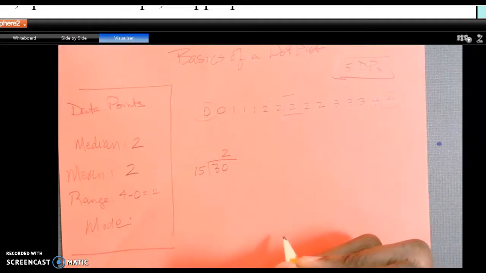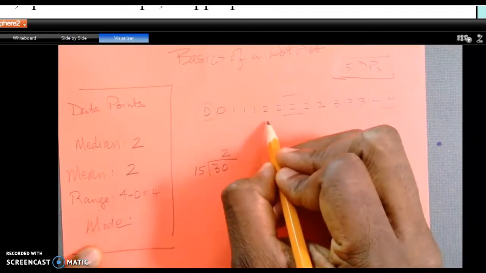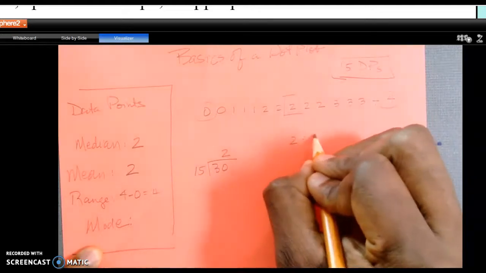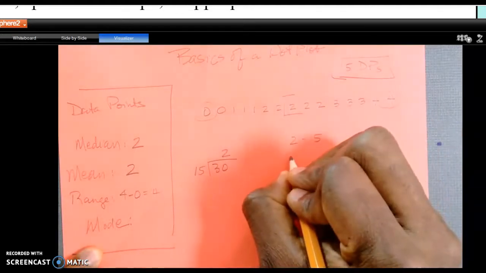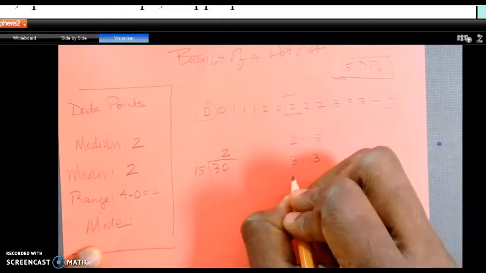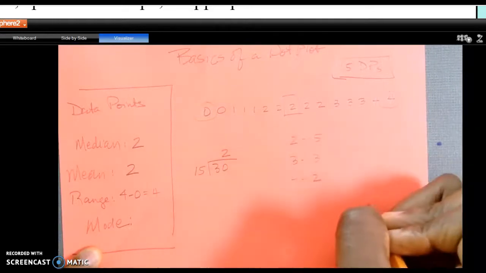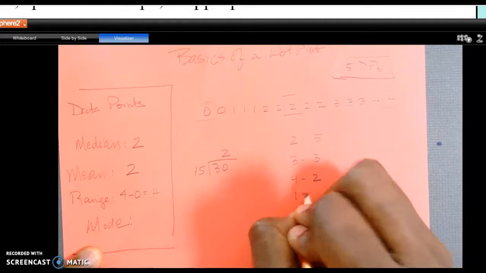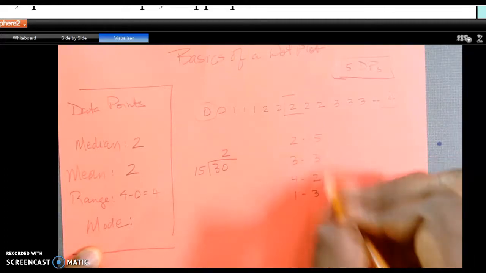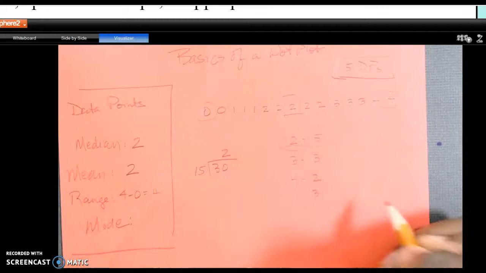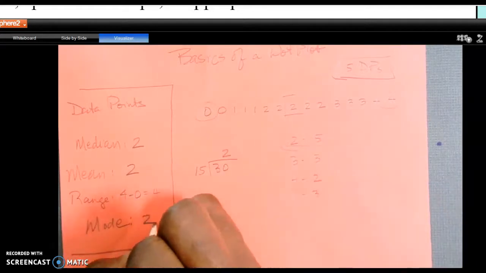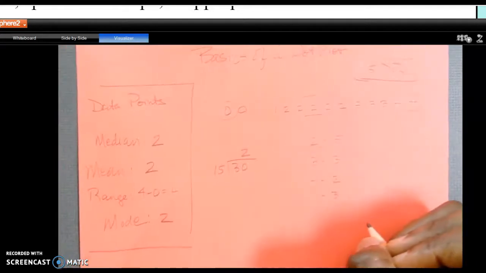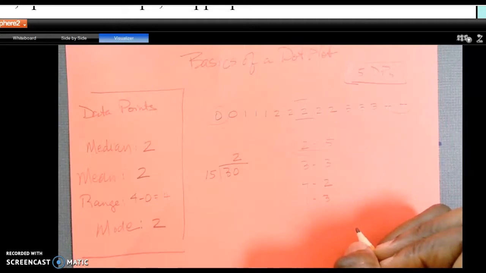Now your mode is going to be a little bit tricky sometimes, but the mode in this particular case is the number that occurs most often. So the number that occurs most often is what? We have 2 that occurred 5 times. We have 3 that occurred 3 times. We have 4 that occurred twice. We have the number 1 that occurred 3 times as well. Which one of those has the greatest number of occurrences? Of course, the 2 does. So my mode is 2. This was a very simple, quick way of looking at that.